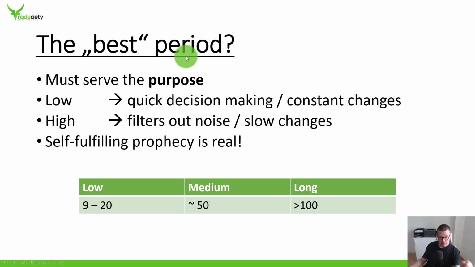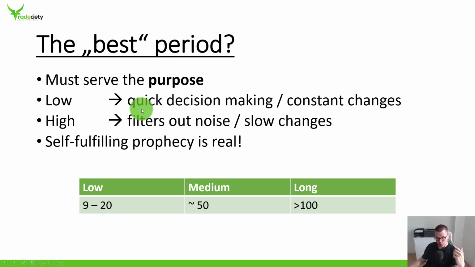We will get into this. So first of all, the period that you're choosing for your trading must serve the purpose for what you are intending to use it for. Generally, when it comes to moving averages and settings, we as traders distinguish between three different categories: low, medium, and long term.